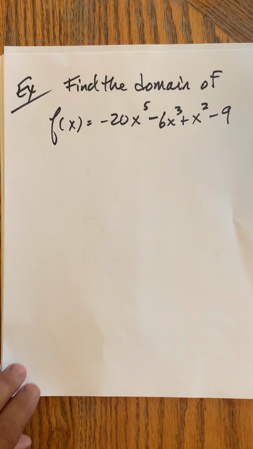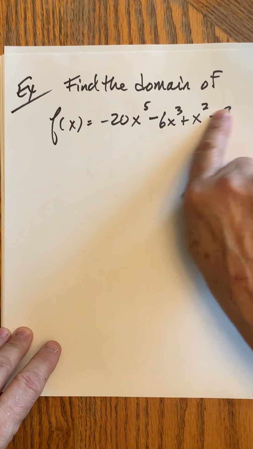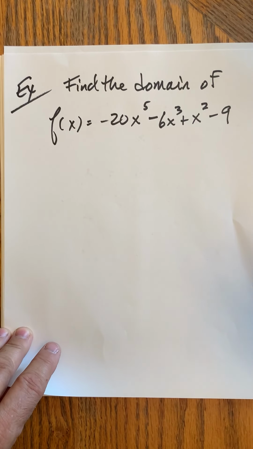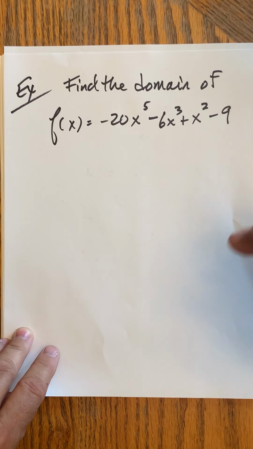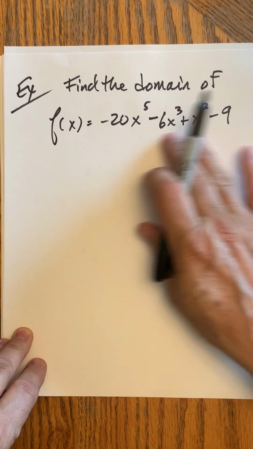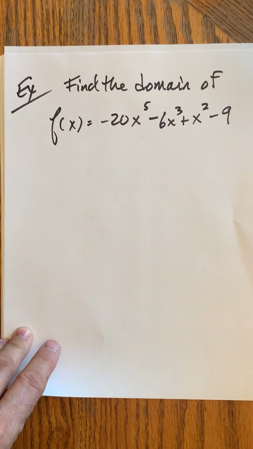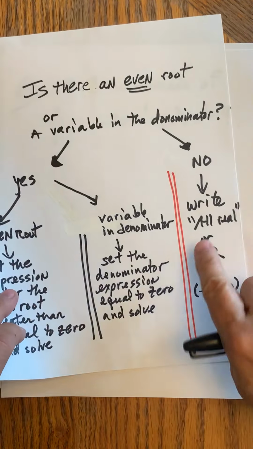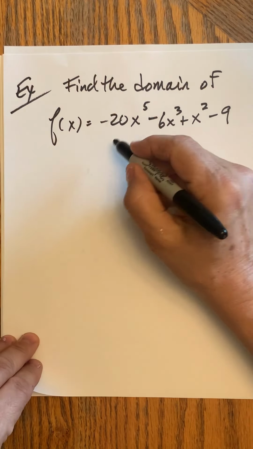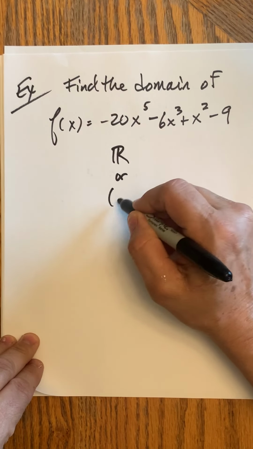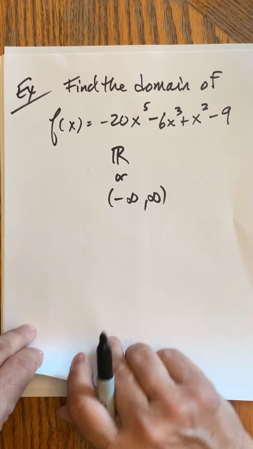There's no denominator. Even though we have powers, like here's an even power, that's not what we're looking for. A root would be a radical or a fractional power, and I don't have any of that. So the answer is all real, and I can just say this, or normally they say this, either one. All right, let's take a look at the next one.